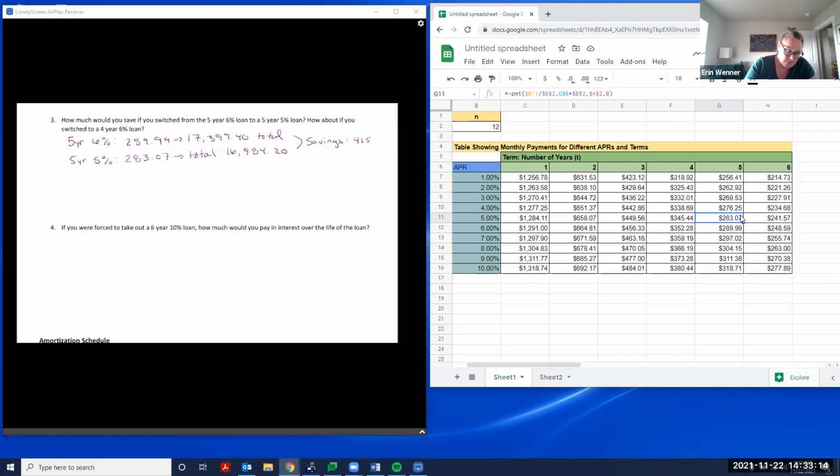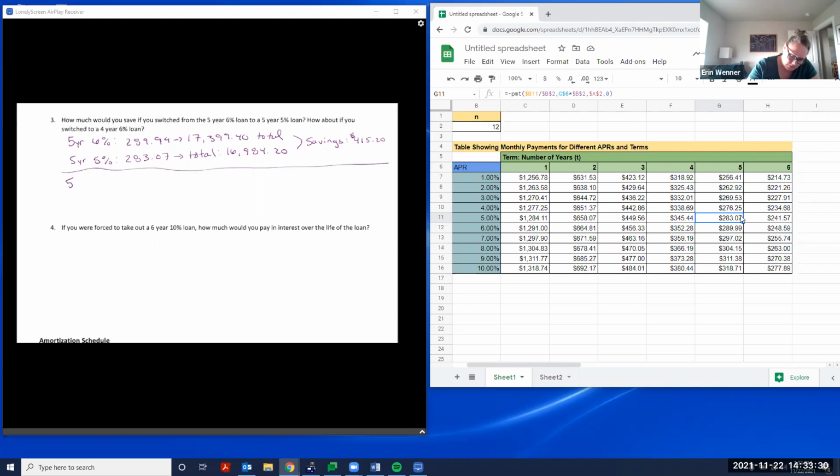We save $415.20. So what if we switch to a 4-year 6% loan?